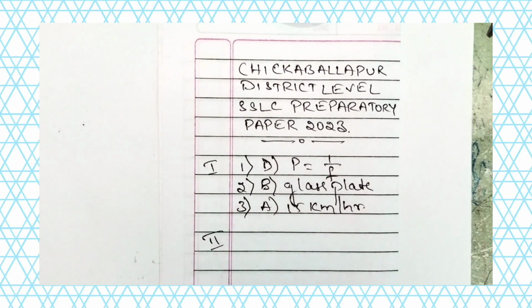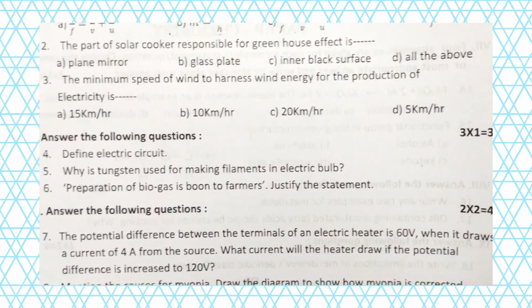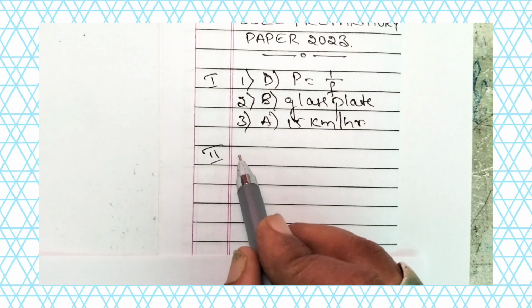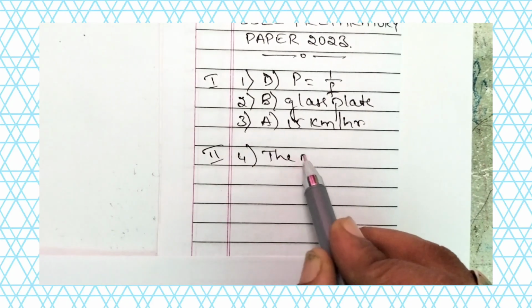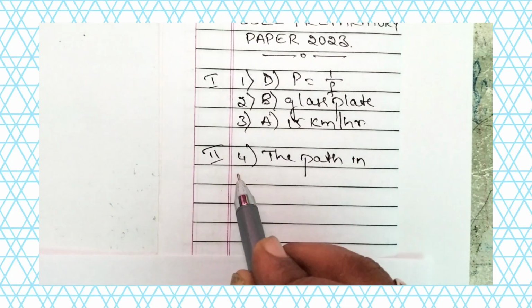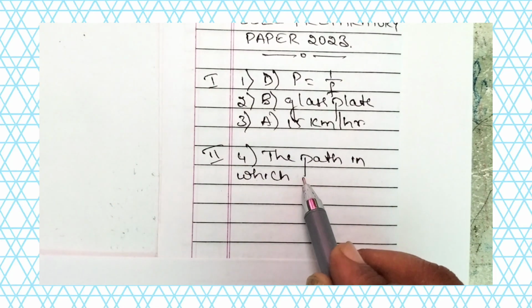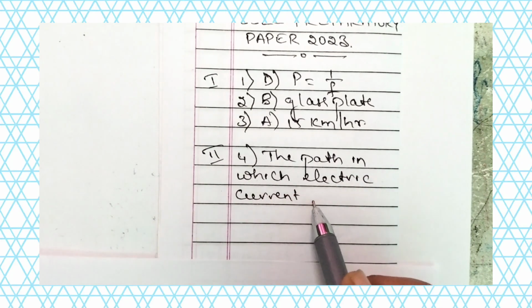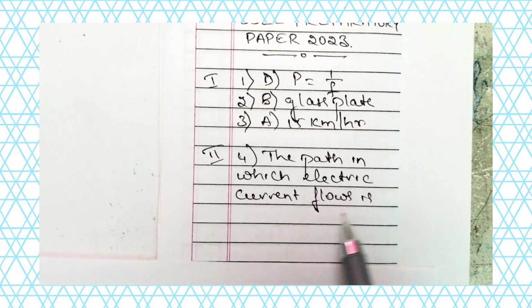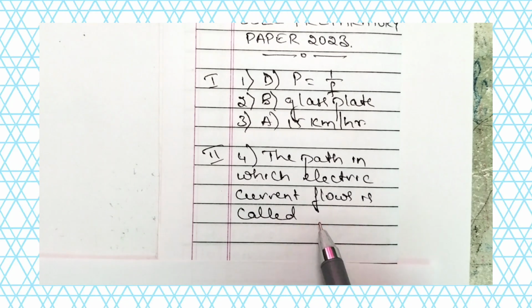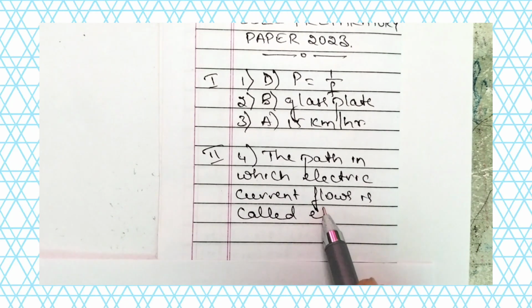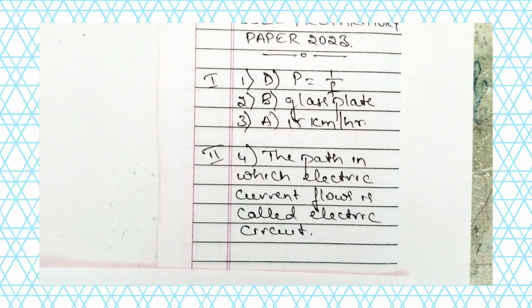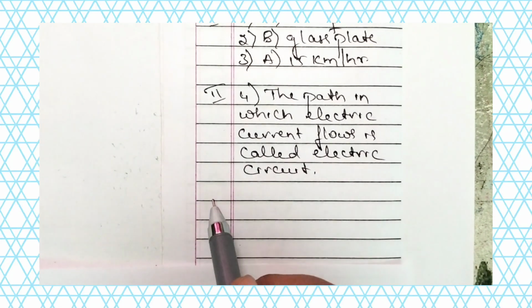Then let us move to the second main. In the second main, the first question asked is: define electric circuit. Electric circuit is defined as the path in which electric current flows. The path in which electric current flows, we have to call it an electric circuit. So electric circuit is defined as the path in which electric current flows.